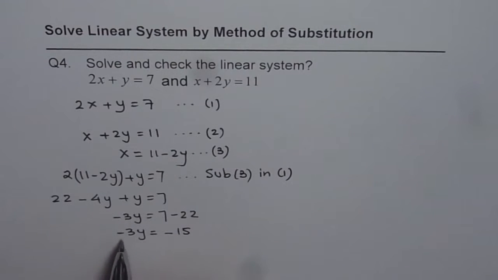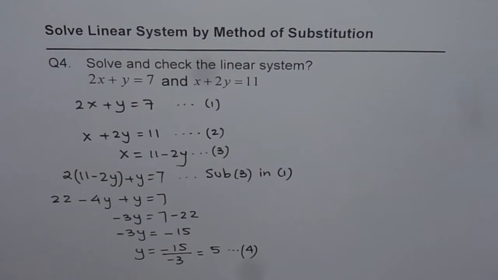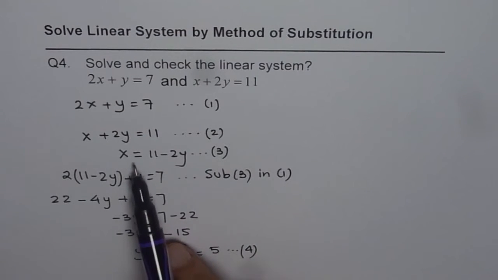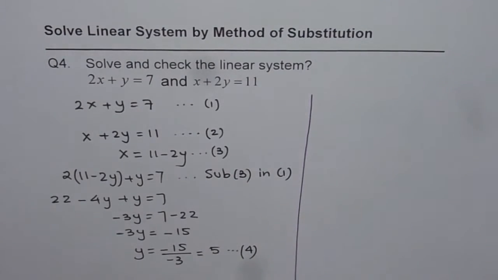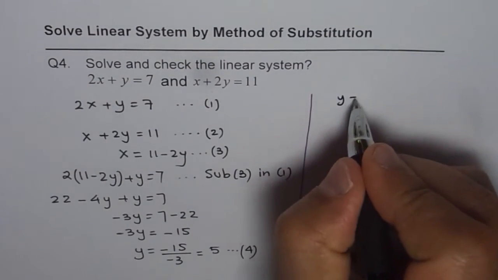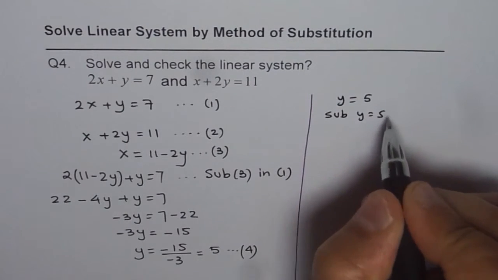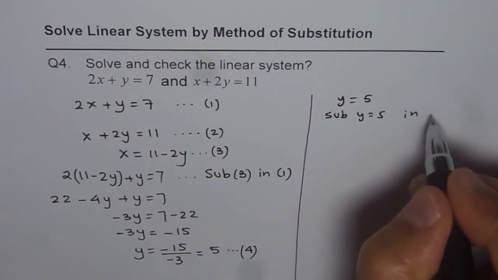Now we can divide both sides by minus 3 and calculate the value of y. So y is equal to minus 15 divided by minus 3. That gives us the value of 5, right? Let's call this equation 4. So finally we got the value of y, that is one of the variables, which is equal to 5. Now we can substitute back the value of 5 into equation number 3 and find the value of x, right? So we'll do it on the right side of this page. So we know now that y is equal to 5 and we'll substitute y equals 5, or you can say equation 4, in equation 3.